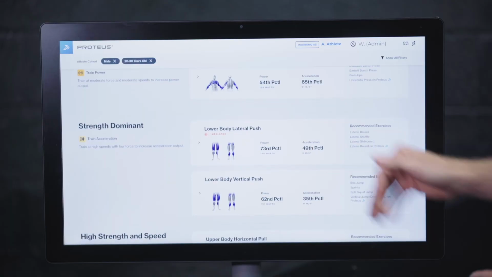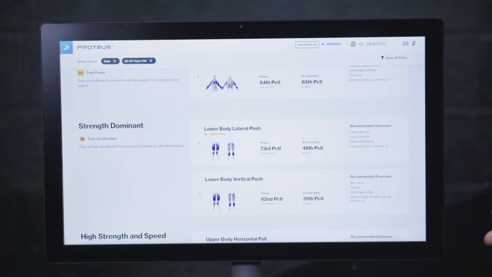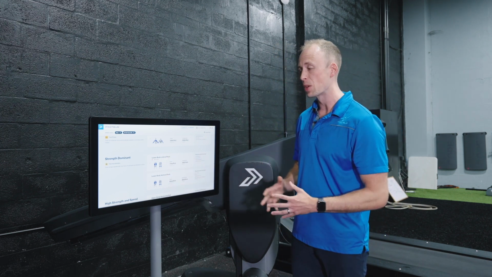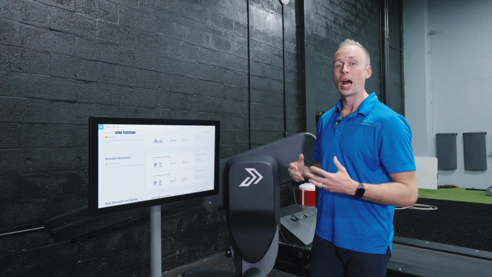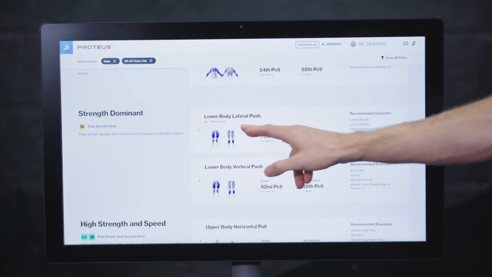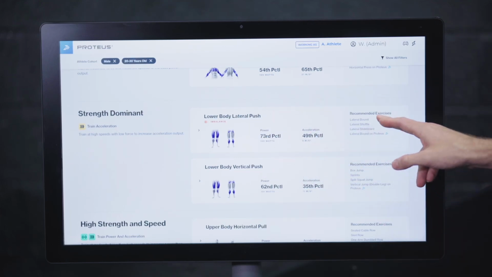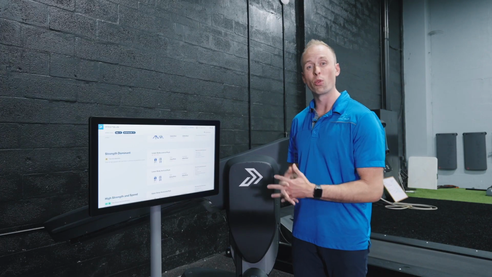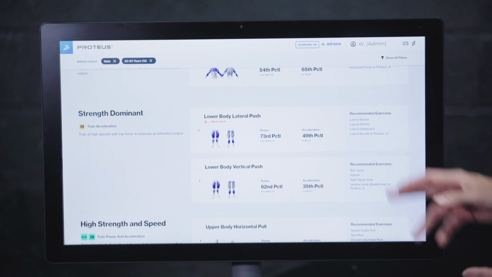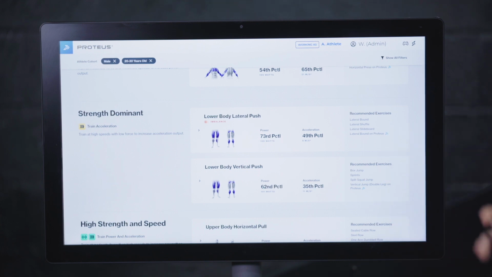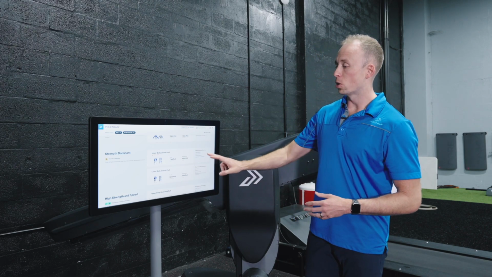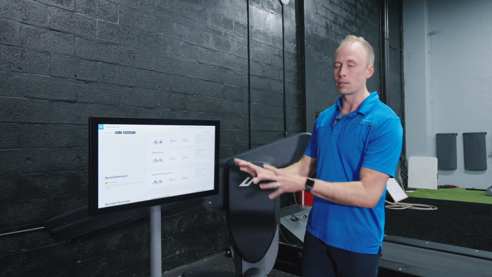So if we go into strength dominant, obviously these individuals, to improve their performance, need to improve their speed. So they're going to be recommended to train high velocity, low force exercises. If you look at the type of exercises in the lower body lateral push, you'll see that we have exercises that fall into that category. So it's lateral bounds, shuffles, and lateral slide boards. These are all exercises you can do with high acceleration and high speed, but have low resistance. So that's a quick overview of the recommended exercises based on the movement category.